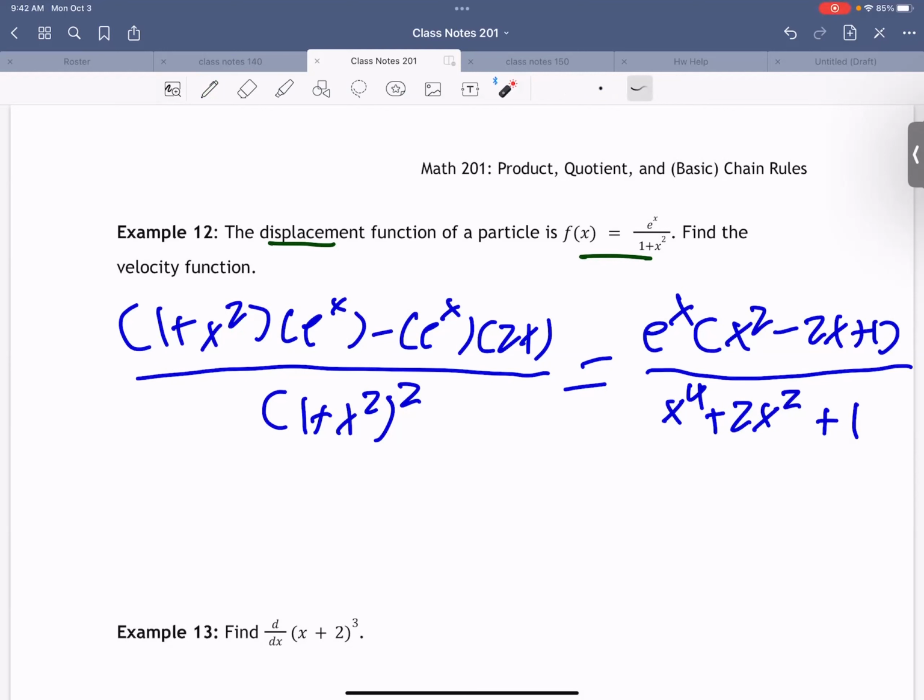Yeah. So the first part, I put g, which is 1 plus x squared, times the derivative of e to the x, which is e to the x, minus e to the x times the derivative of the bottom g, which is 2x, divided by 1 plus x squared. Perfect.